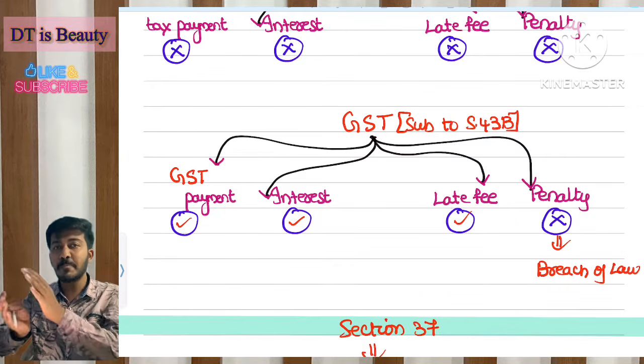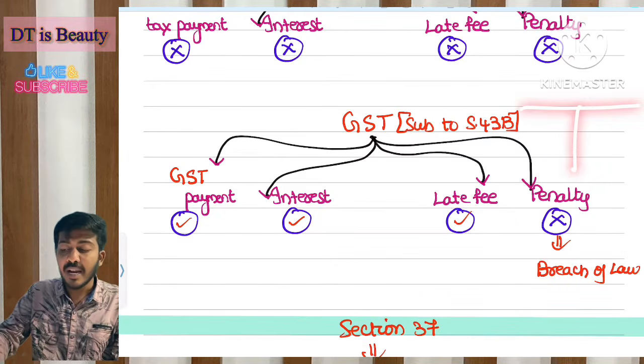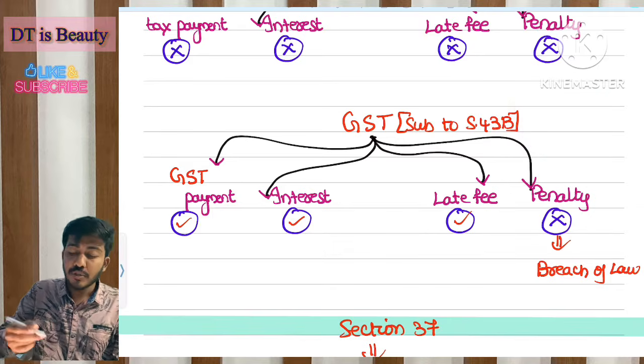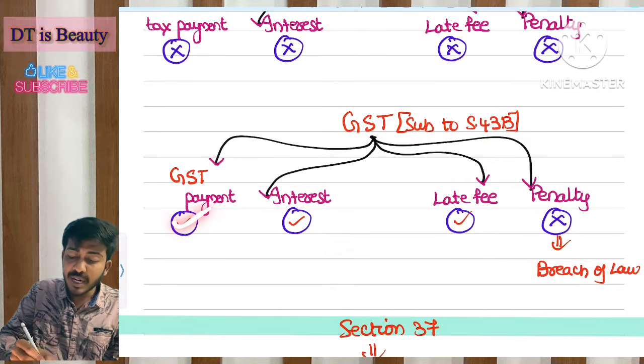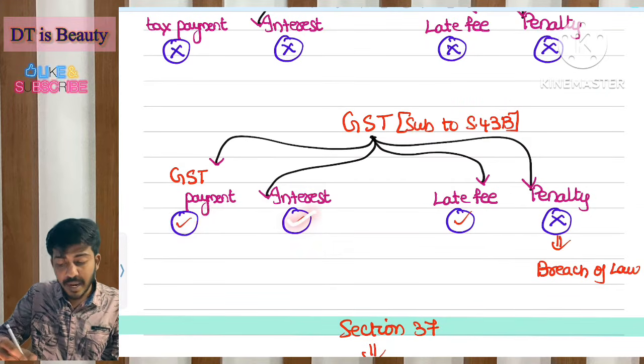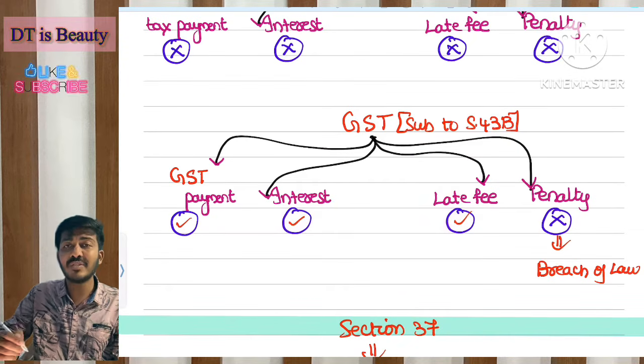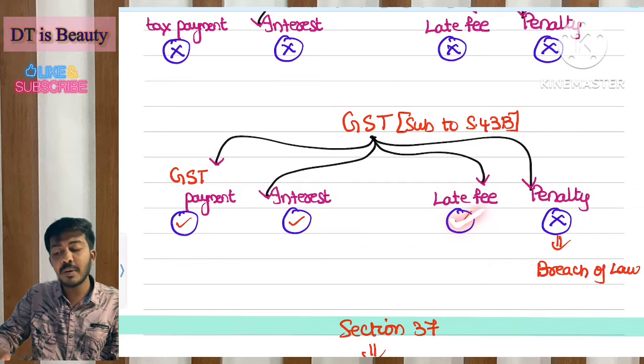If that payment is paid within the 139(1) time limit, in the P&L you can make a tick, or else it is not a tick, correct or wrong. So GST you are making a payment, yes, you can take it as deduction. On GST you are paying any interest for late payment of GST, yes, you can take it as deduction. You are paying late fee for filing GST returns late, it is still an allowable deduction.